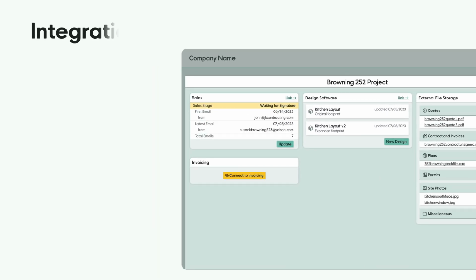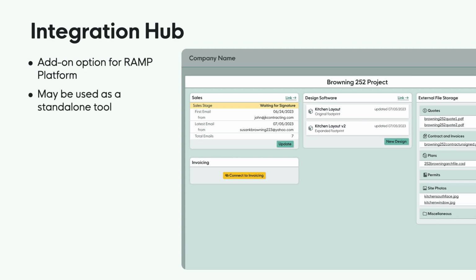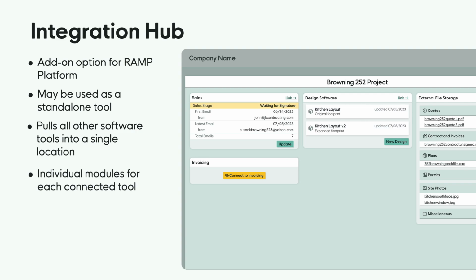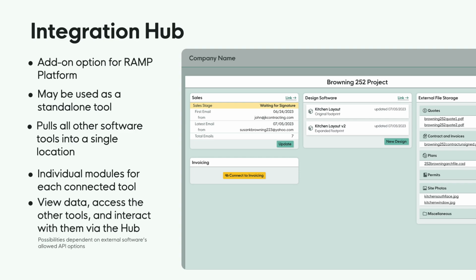Open one of your connected projects and you will see a full page of all the information from all your software tools, organized into individual modules by software. Jump directly to that specific project in one of the different softwares via a link, or where external software APIs allow, even interact with the other functions of your tools inside the hub.